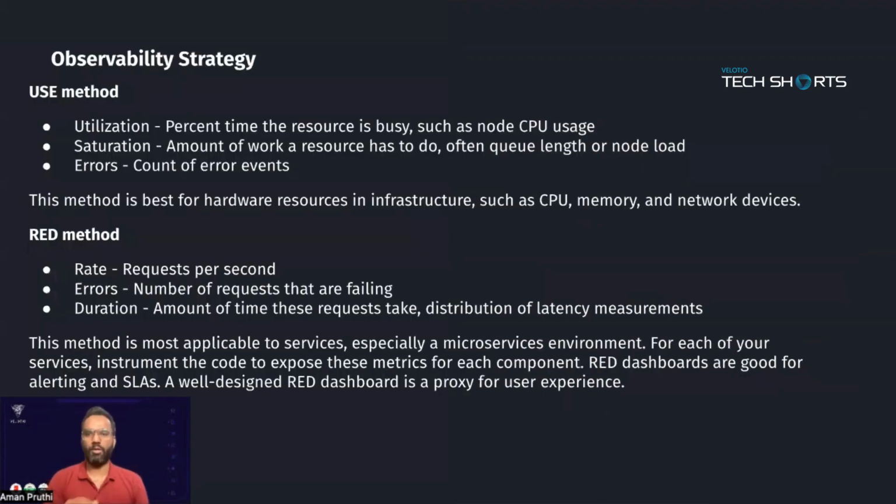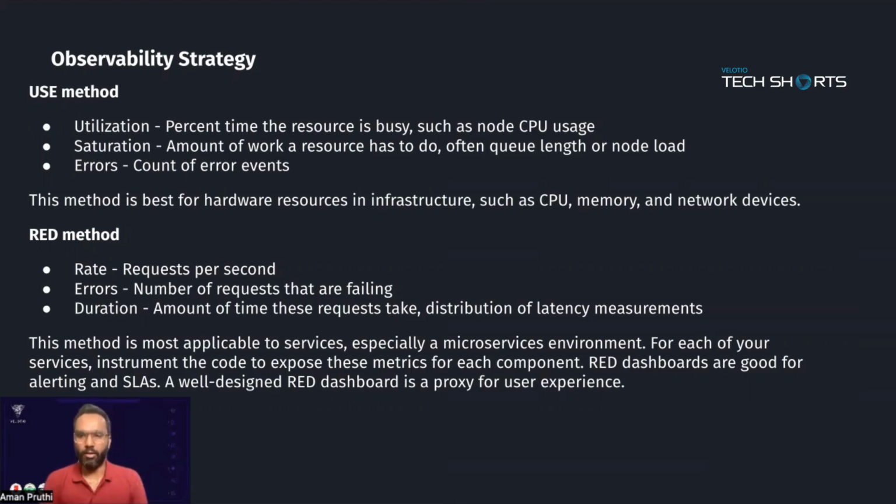So now we have understood what observability is, and what the three basic pillars of it are. Now we are talking about metrics, but how do you get started? What should you measure? And for different things, like infrastructure and applications, what should you measure? There are strategies defined for all of these things.